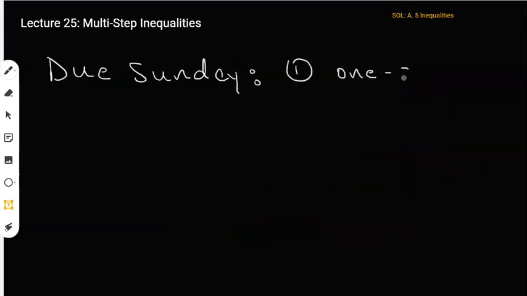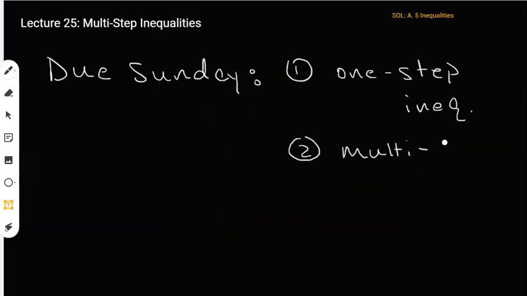Okay, so what's going to be due on Sunday? You're going to have 2 assignments. You're going to have your one-step inequalities from Monday. And you're going to have your multi-step inequalities today, Wednesday. So let me show you where to find both of these.